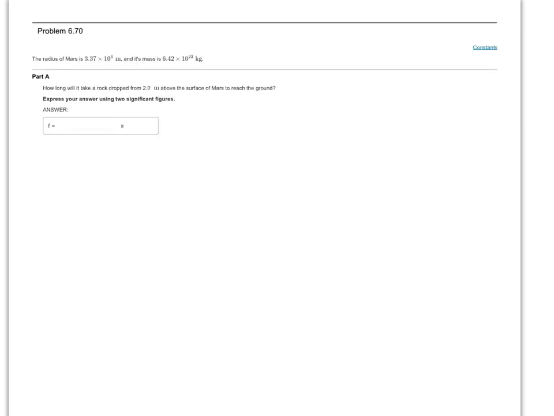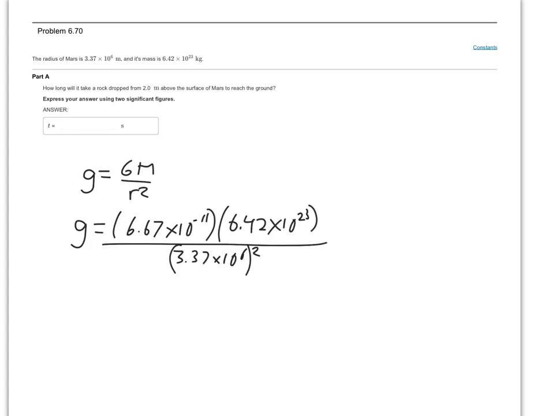Moving on to our next one, we have a problem about a rock being dropped on the surface of Mars and determining how long it's going to take for that rock to hit the ground. So the first thing that I would do here is I would go ahead and calculate the free fall acceleration on the surface of Mars using our equation for that. So we're going to go ahead and enter the mass and radius of Mars here into that equation. And when we do that, we end up getting an acceleration due to gravity of 3.77 meters per second squared.